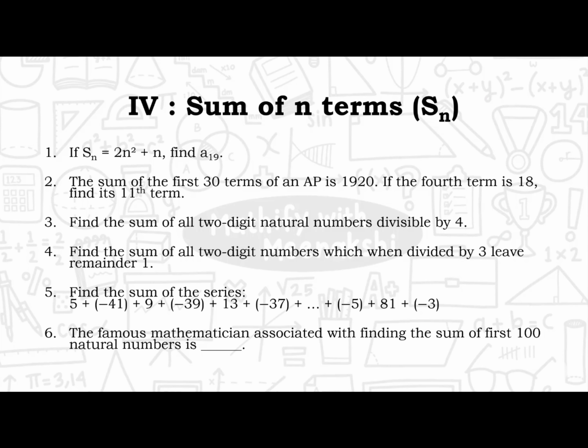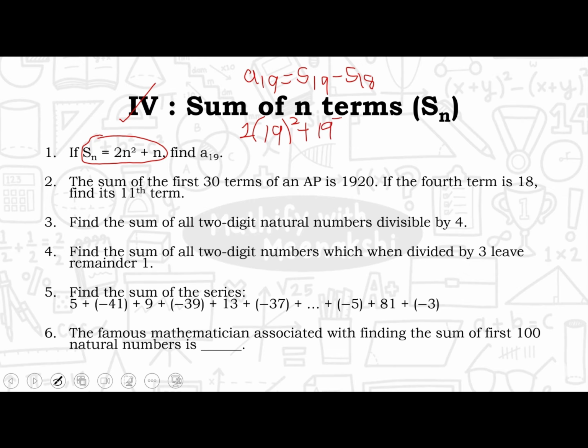Now let's move to the fourth topic. First question. Here the expression for the sum is given to you and you have to find the 19th term. So we have discussed this formula that A19 is equal to S19 minus S18. So we just put the value of n as 19 and 18. So we'll get twice of 19 square plus 19, this is S19, minus S18, that is twice of 18 square plus 18.